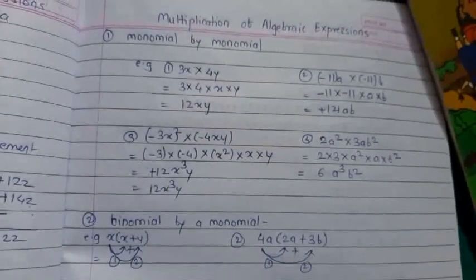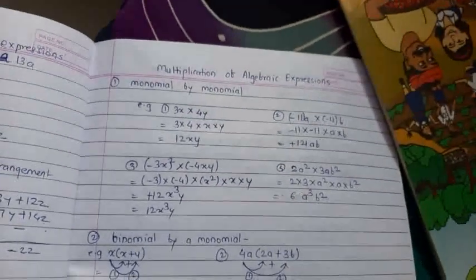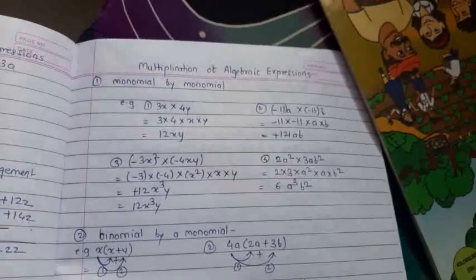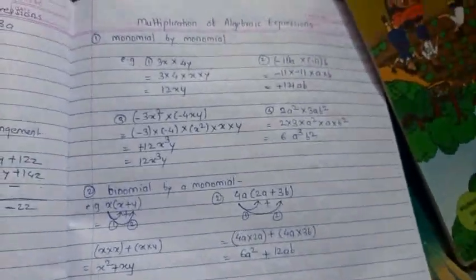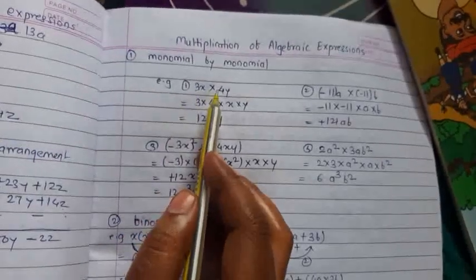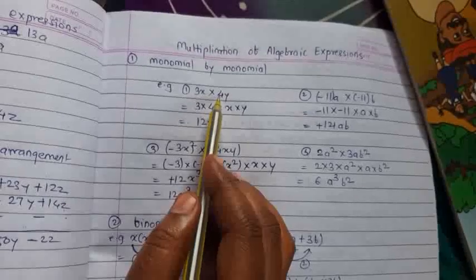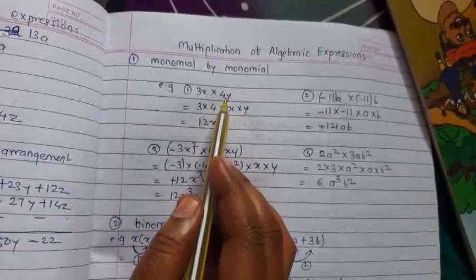Today we are going to see the next operation of algebraic expressions. First is monomial by monomial. How to multiply monomial by monomial. See 3x into 4y. Here numbers or coefficients we will multiply, and variables we will multiply.